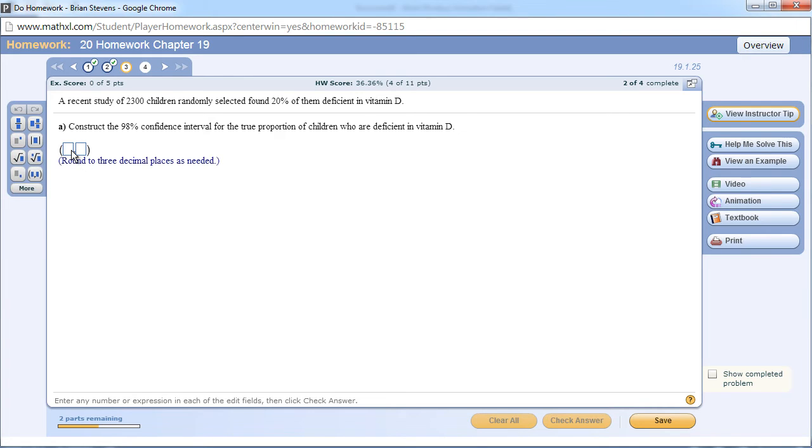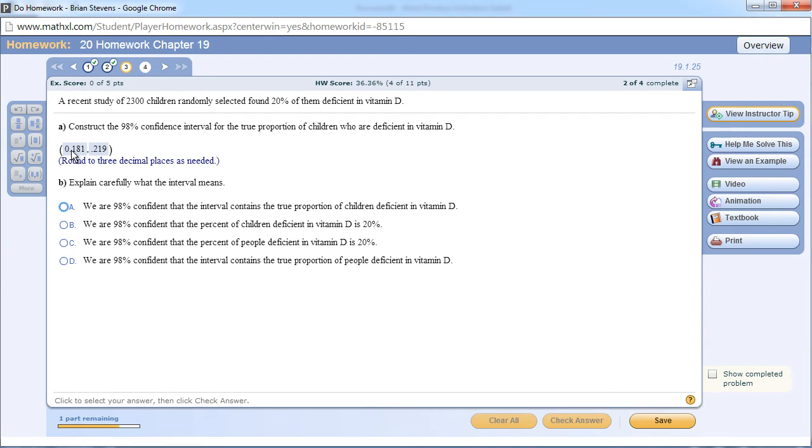Our interval, and it wants it in decimal form, is right here. Remember, to master this, solve it both ways. Very important. So to explain this, remember how we interpret: I am 95% confident that the true proportion of children who are deficient in vitamin D is contained in the interval. So here, we are 98% confident the interval contains the true proportion of children deficient in vitamin D.